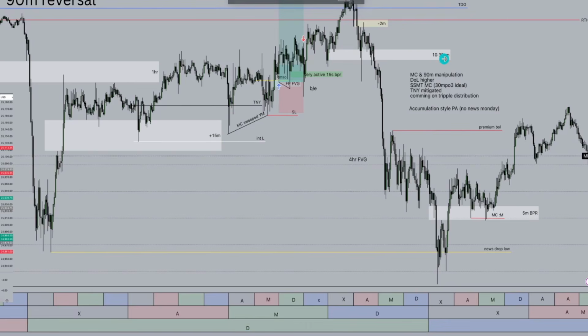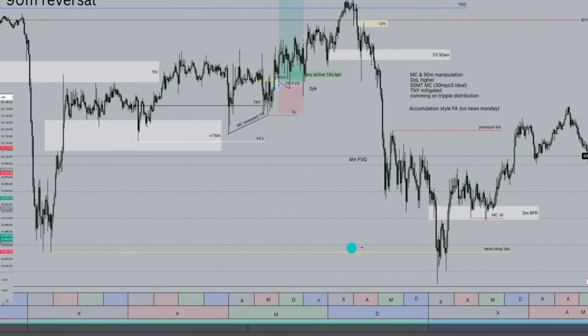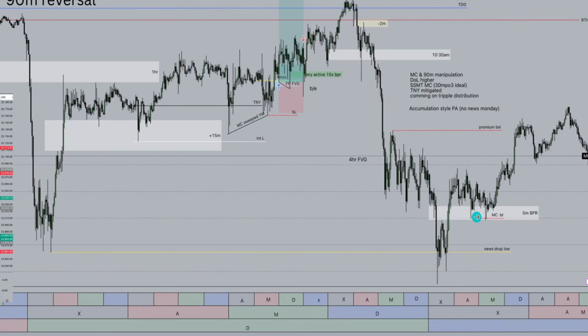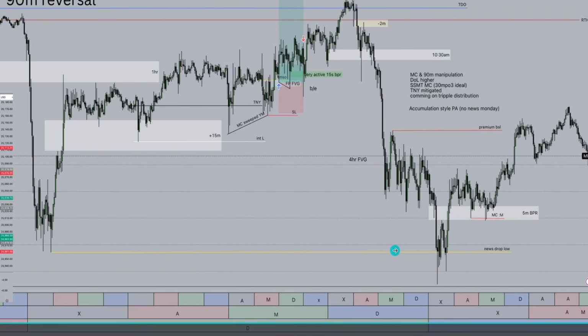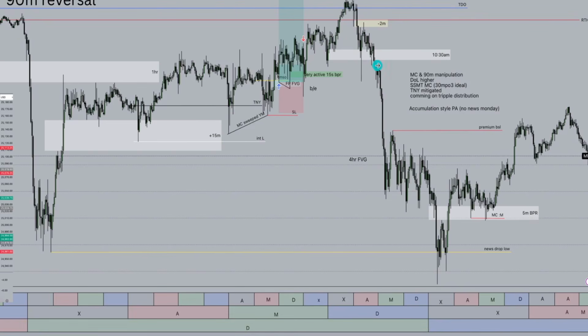We have 10:30. We have our microcycle. We have inversion fair value gap, 2-minute and a 30-minute. We have a 90-minute SMT higher. We're trading down to this 4-hour fair value gap CE, it reverses, and it creates a 5-minute BPR, and the microcycles are aligning in to reverse off of that. But this was our low. This is our short position. That is your short position, and you could have an entry right there.